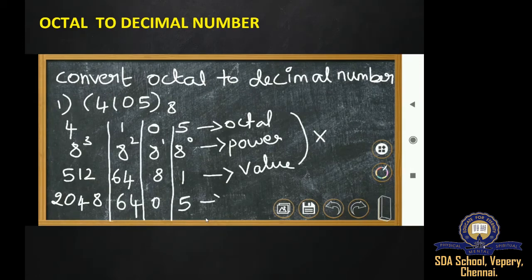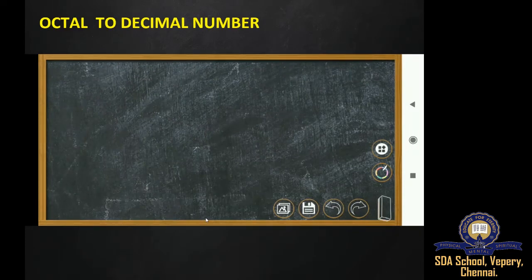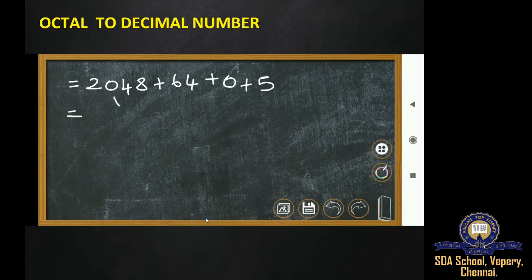Now I am going to write the same step elaborately. 2048 plus 64 plus 0 plus 5. It gives the answer 2117. This is our decimal number, 2117.